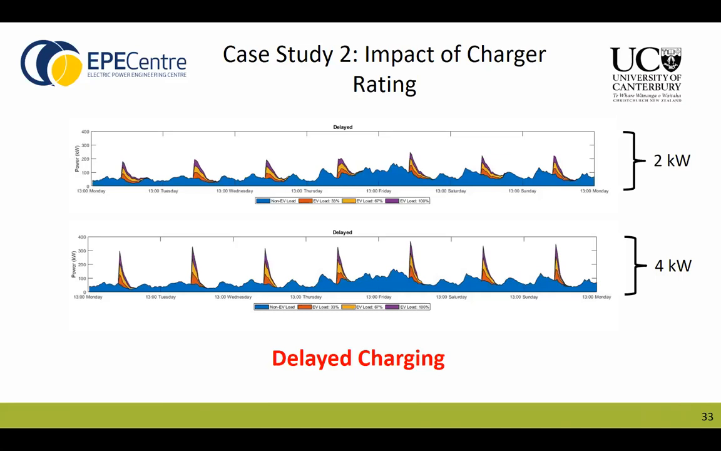It's probably important to note at this point that within this analysis, the load flow simulations were run alongside a parallel simulation of the EV batteries, and it was shown that for overnight charging at least, the 2 kilowatt charger was sufficient to ensure that EVs were fully charged the following morning in the vast majority of cases.